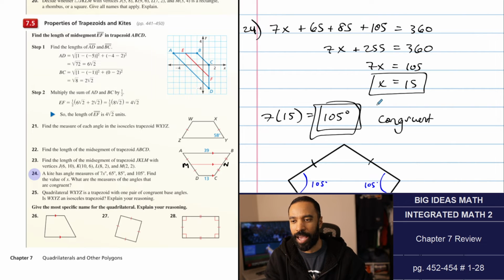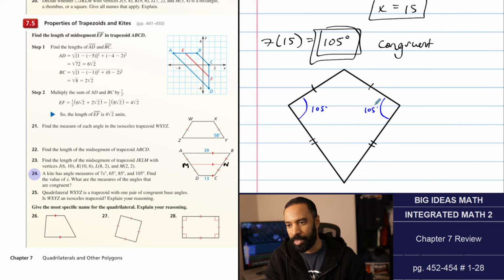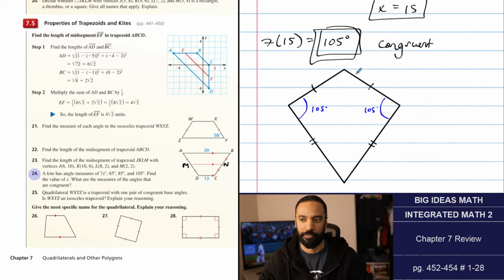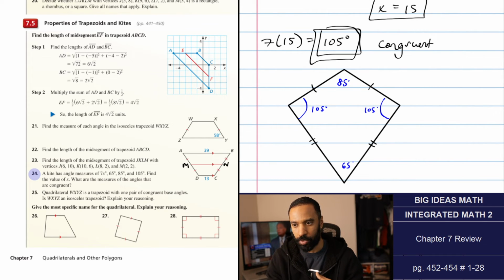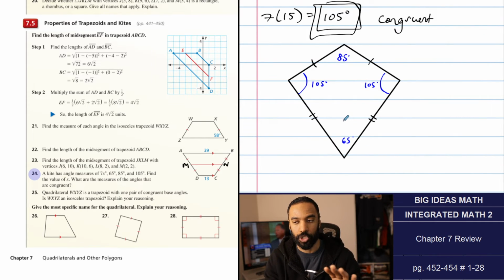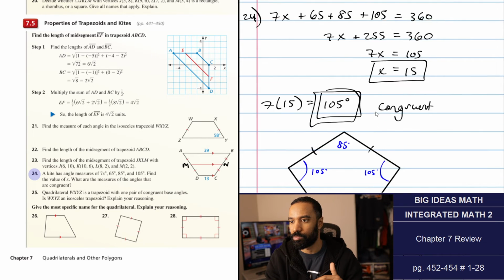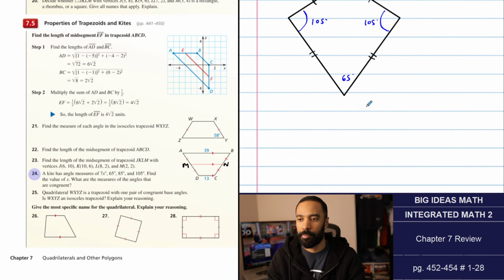If those are 105, I mean, this isn't clearly drawn to scale then. If this is 105, maybe then this is the 85 and this is the 65, you know, like that. So they still add to 360 in that way, but these are the ones that would be congruent. These are the ones that wouldn't be congruent. There are also things that are true about its diagonals. We'll see if they need to bring it up, but that's the end to number 24 as far as answer goes. All right, number 25.